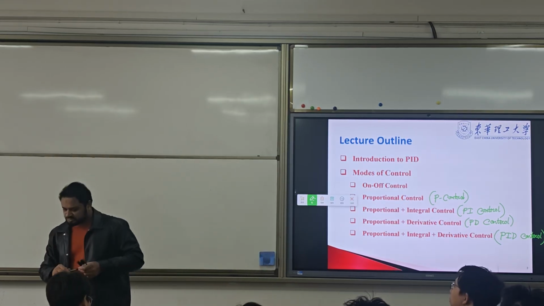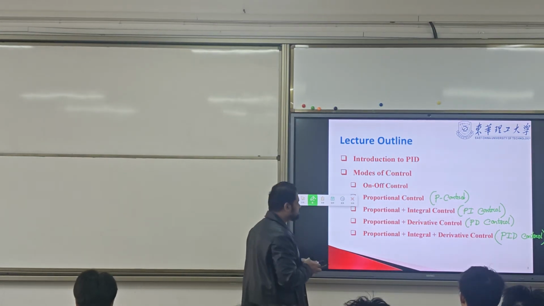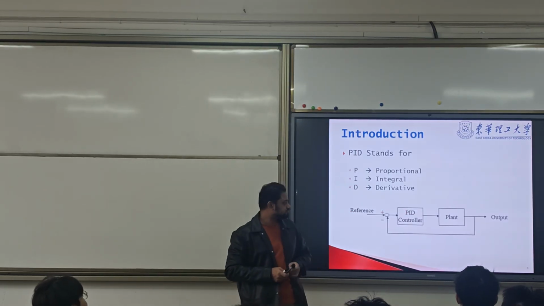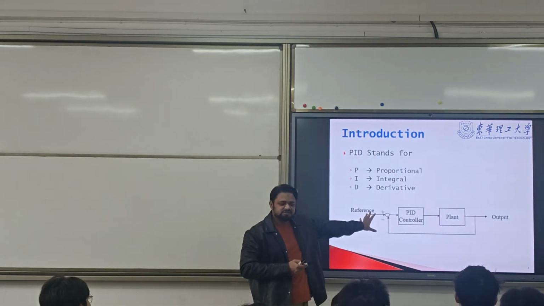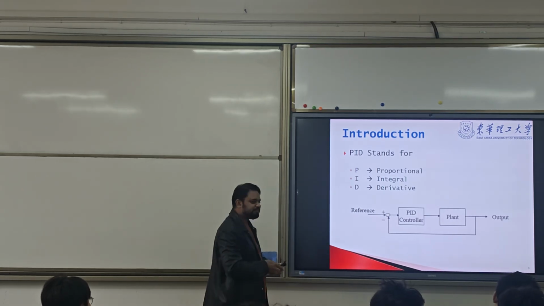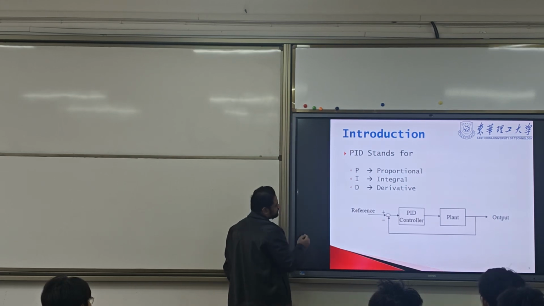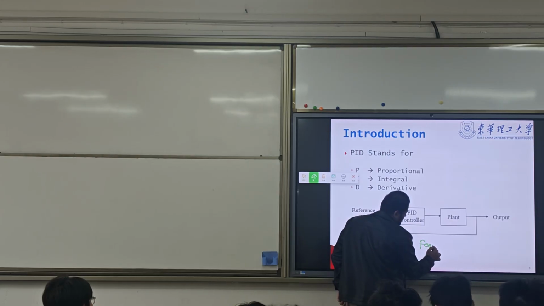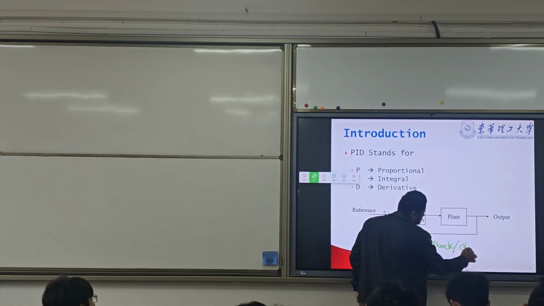So why do we need this controller? What is the importance of this controller? Look, we already know this block diagram. We have explained it several times in this course. What do we have in this? This is a feedback system, right? It is a feedback system or closed loop system.